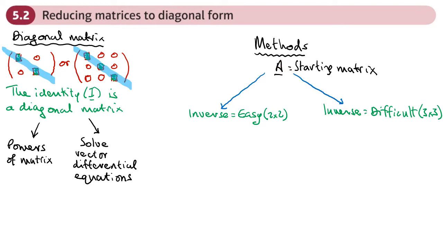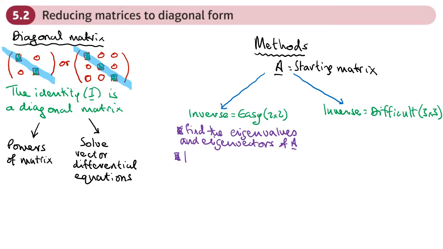So we've got this starting matrix A. So let's start with the method on the left here, where we've got a matrix where the inverse is easy to find. Well, the first step is that we need to find the eigenvalues and eigenvectors, which we've done in a previous section. So you want to find the eigenvalues and the eigenvectors of our starting matrix A. So that's the first step.